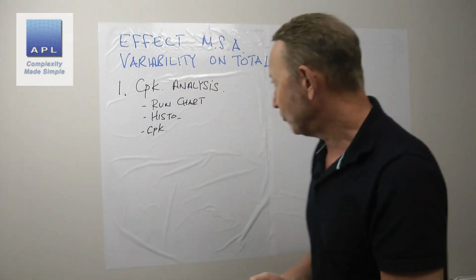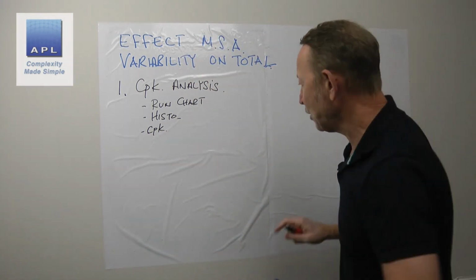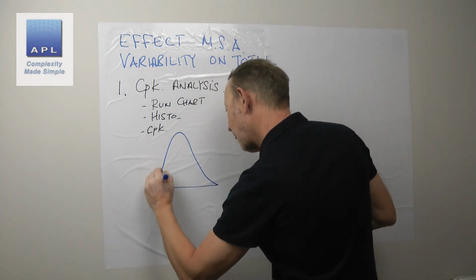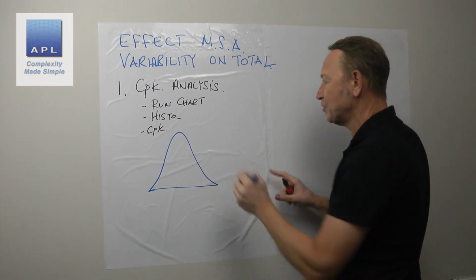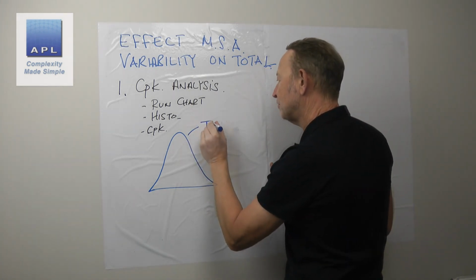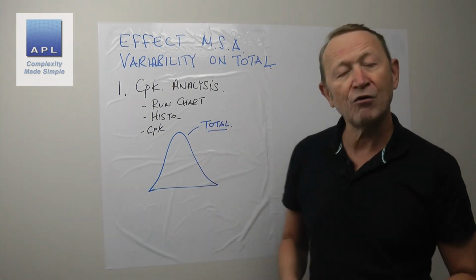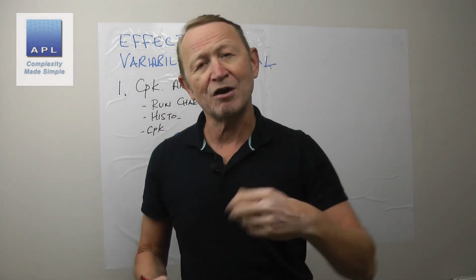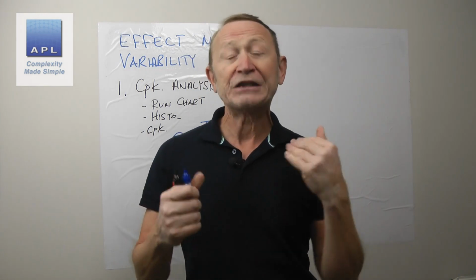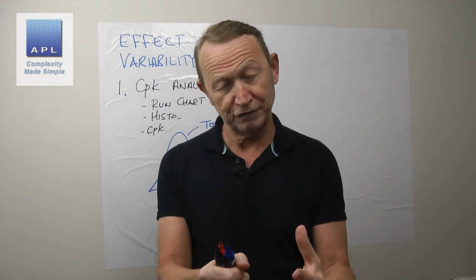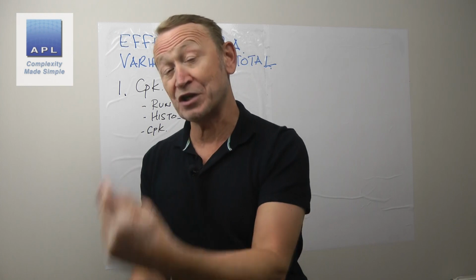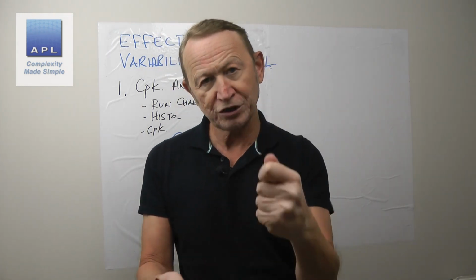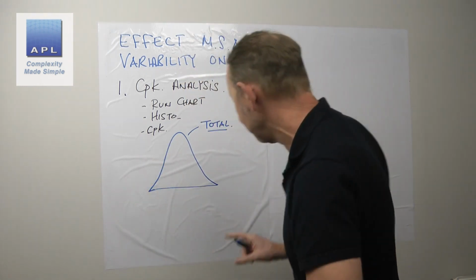And of course on one of those, especially the CPK, what I'm going to see is a distribution. Okay, obviously this blue distribution is the total variability that I'm seeing. Now the total variability, of course, comes from two places. It comes from the process itself, but then it also comes additionally from the variability in the measurement system. So what does that do to the result? Well, it looks like this.